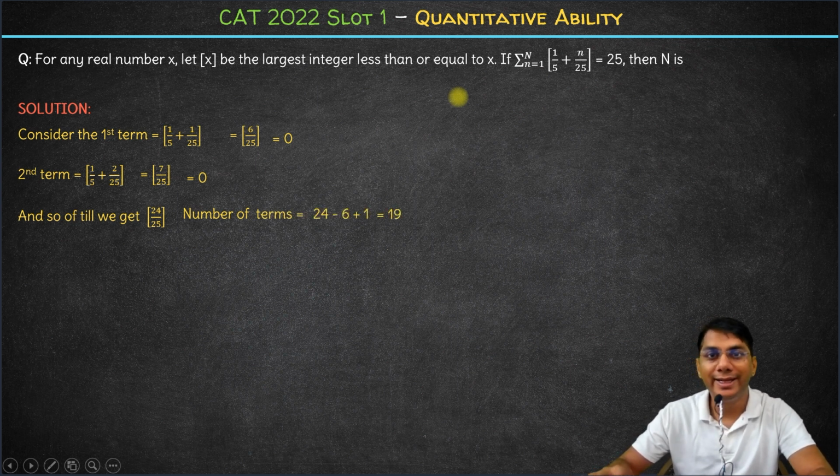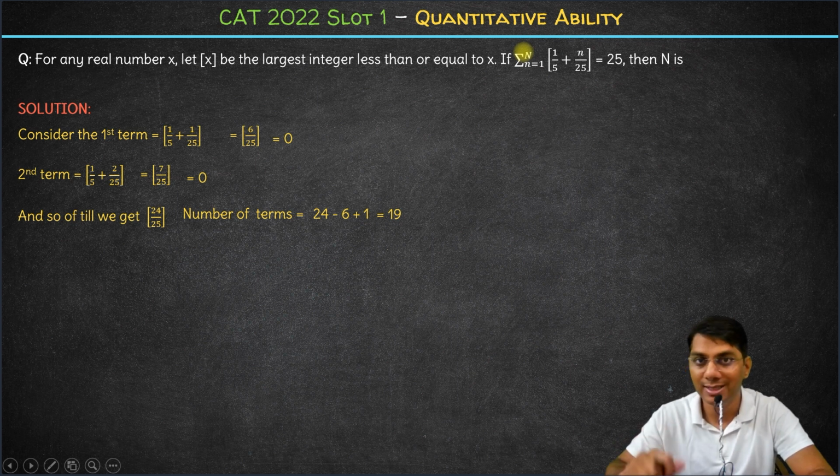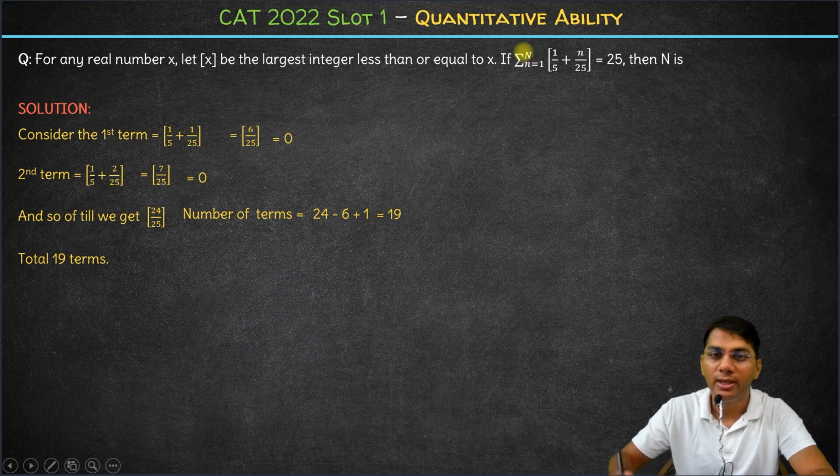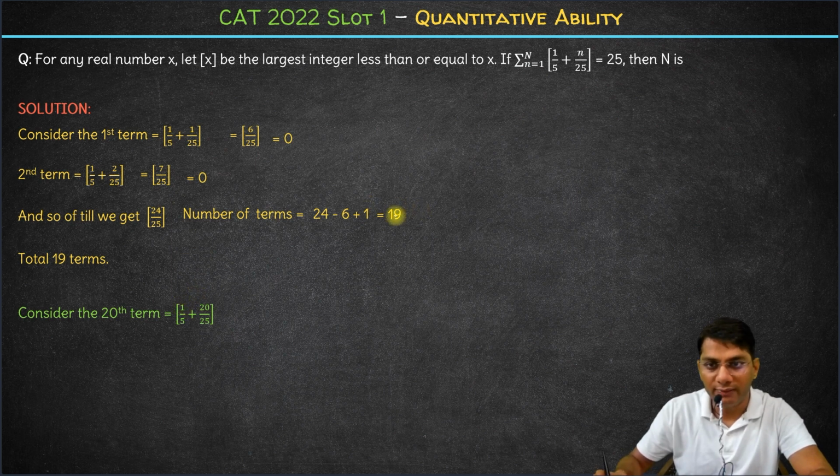So the first 19 terms will all be 0. Now the first term which will be equal to 1 is going to be 25 by 25, right? That is basically after 19 terms. So 1, 2, 3, and so on till 19 will give 0. The first term which will have value 1 is going to be the 20th term.